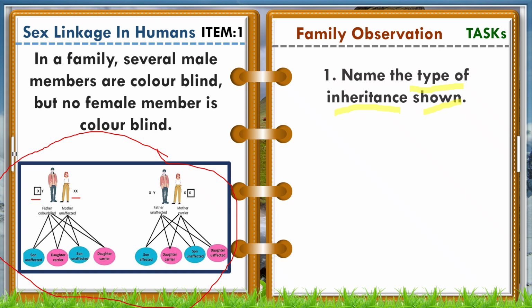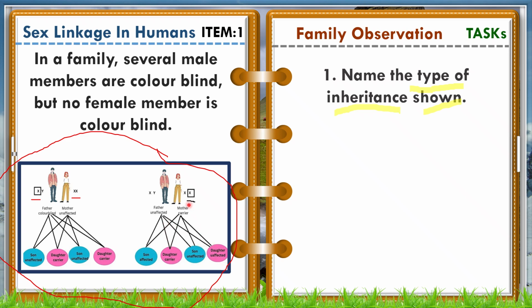When we come to the second scenario, you will see that now the affected X is with the mother. One of the X has a colorblind gene and the other one is normal. But if you look at the father, his X is also normal. And this X of the father goes to the girls.